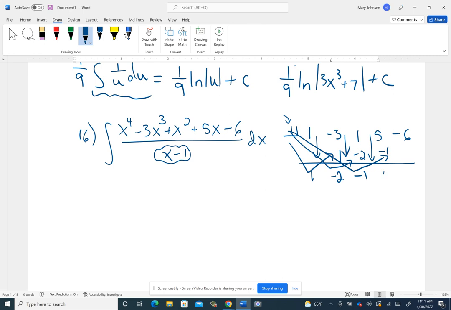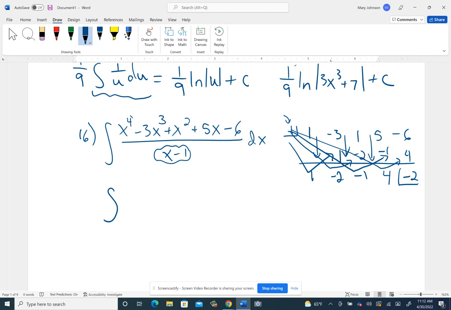5 and -1 would be 4. And then 1 times 4 is 4. And so I wind up with a remainder of 2. Okay. So what we're doing is we're rewriting what we have currently as almost like an improper fraction. I'm rewriting it as a mixed number.